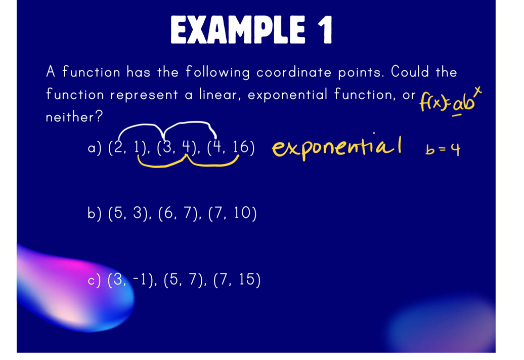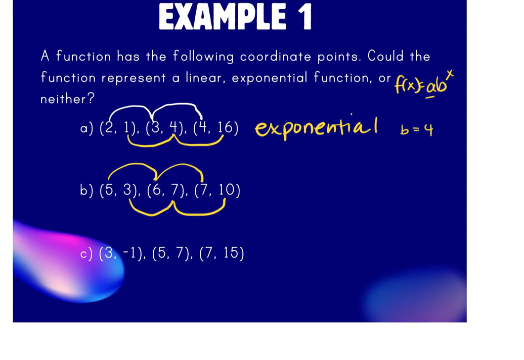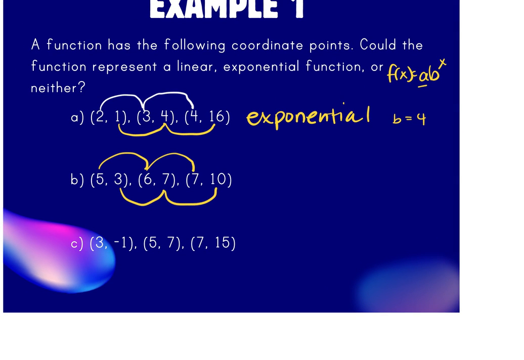Okay, now go to b. My input, check to make sure it's going by the same, and it is. Now I look at my output. What's true from 3 to 7 and 7 to 10? Are you adding the same thing? 7 minus 3 would be 4. 10 minus 7 would be 3. So not linear. Am I multiplying by the same thing? This would be 7 over 3 and 10 over 7. Those are not the same thing. So this is a neither scenario.